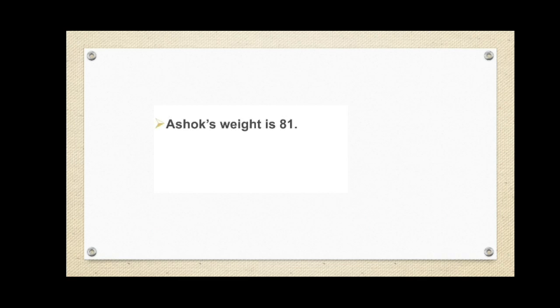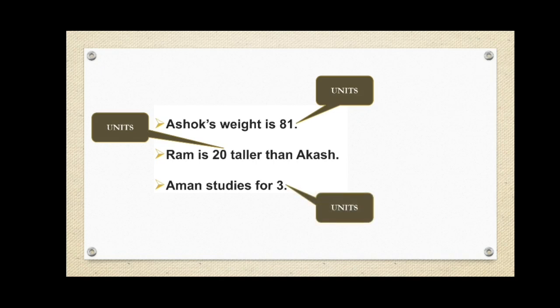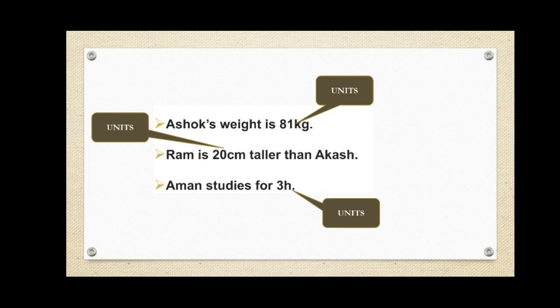Next, I have three sentences. In all the three sentences, what is missing is the units. First is Ashok's weight is 81. What is missing here is the unit kg. Second, Ram is 20 centimeter taller than Akash. And in third, Aman studies for 3 hours. So hours is a unit.